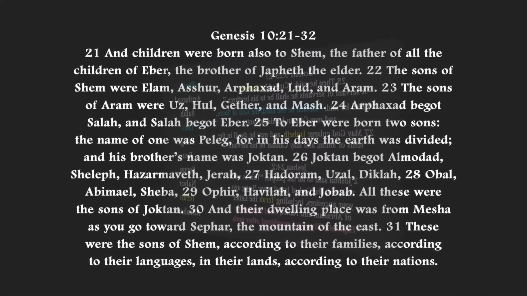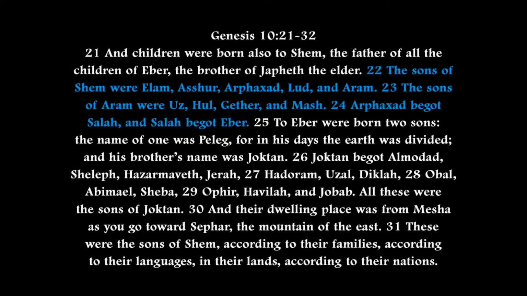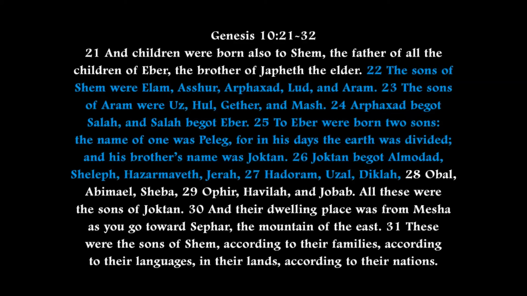Now we go back to the rest of the descendants in Shem's line. The names are straightforward. The sons of Shem were Elam, Asher, Arphaxad, Lud, and Aram. The sons of Aram were Uz, Hul, Gether, and Mash. Arphaxad begat Salah, and Salah begat Eber. To Eber were born 2 sons. The name of one was Peleg, for in his days the earth was divided, and his brother's name was Joktan. Joktan begat Almodad, Sheleph, Hazarmaveth, Jerah, Hadaram, Uzal, Dekla, Obal, Abemiel, Sheba, Ophir, Havilah, and Jobab. All these were the sons of Joktan.